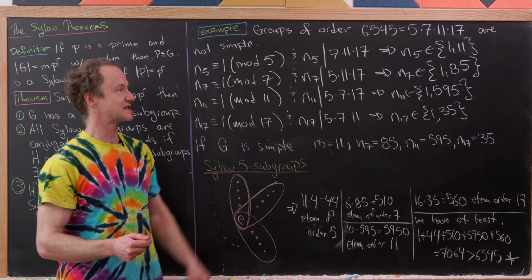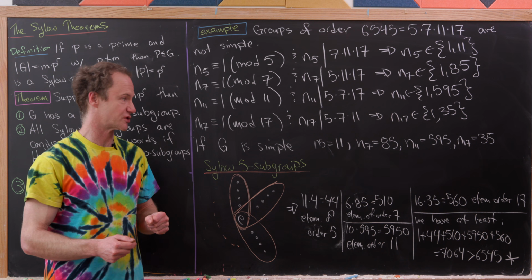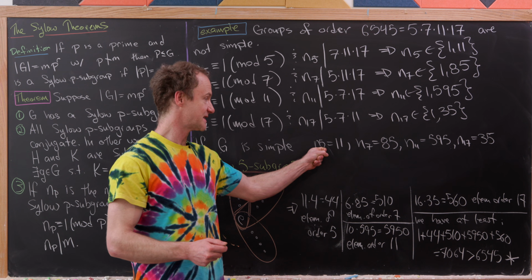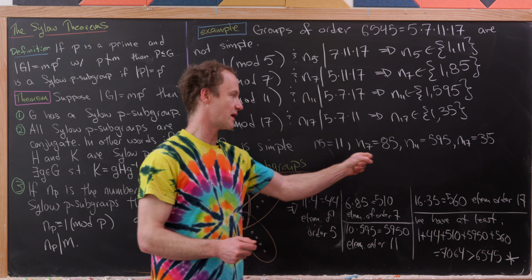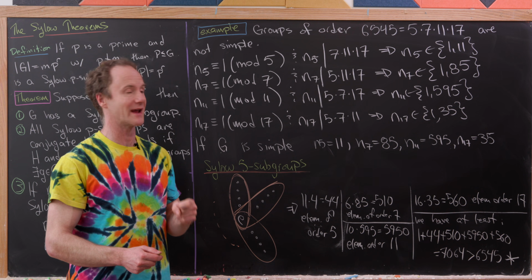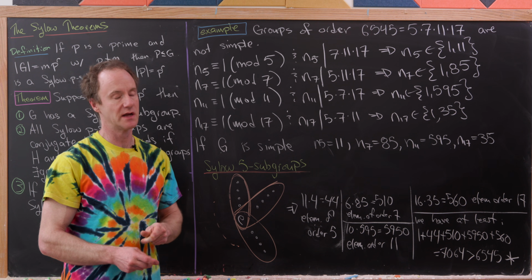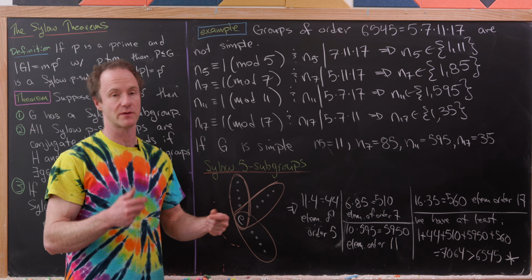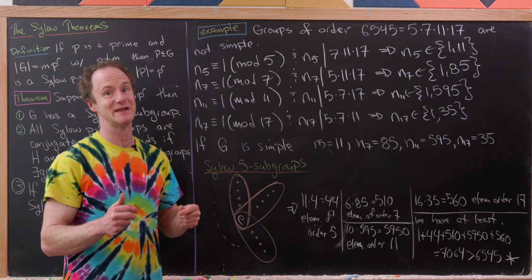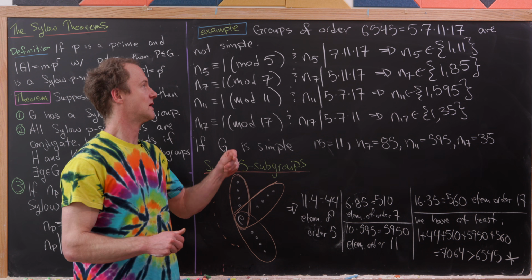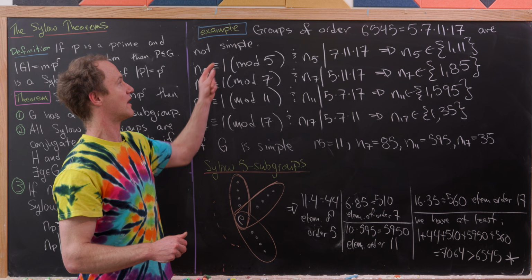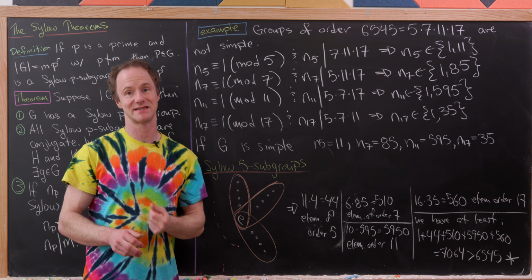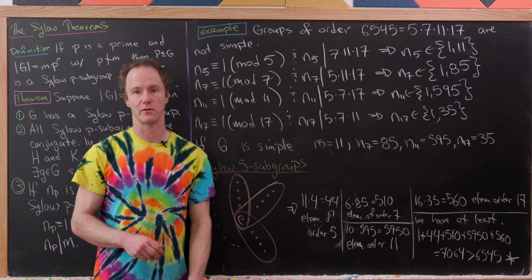But the only other possibility is for one of those to be equal to 1. That means this is 1, this N7 is 1, N11 is 1, or N17 is 1. Now, whichever of those is 1, since it's the unique Sylow subgroup of its given order, that means it is a normal subgroup. But if it's a normal subgroup, well, that means our group is not simple. Okay, let's look at another one of these.